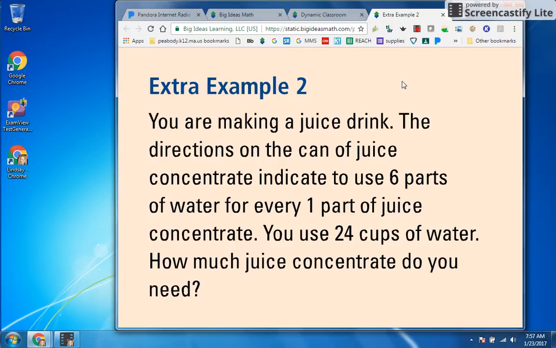Okay, so you're going to pause and see if you could try this one. It says you are making a juice drink. The directions on the can of juice concentrate indicate to use 6 parts of water for every 1 part of juice. So there's the first part of your box. I would put 6W and 1J. Then you have to figure out where the 24 would go, figure out what you would multiply, and find the missing number. So pause and try that one.